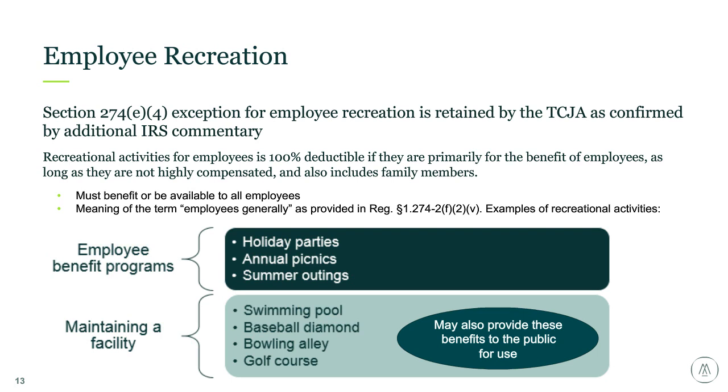And then the second piece of this employee recreation exclusion is, do you have a swimming pool, a baseball diamond, bowling alley, golf course? In other words, does your organization maintain a facility that is available not only to your employees, but may be available for other people in the public to use? And those exemptions or the activities are still non-deductible, so it's still a very, very good benefit to provide your employees. And so recreation is still a non-income or deductible expense for the employer.